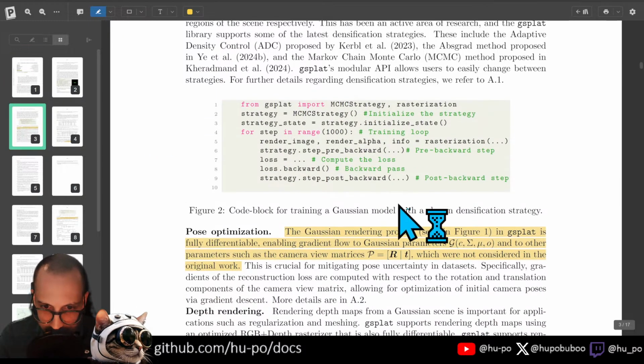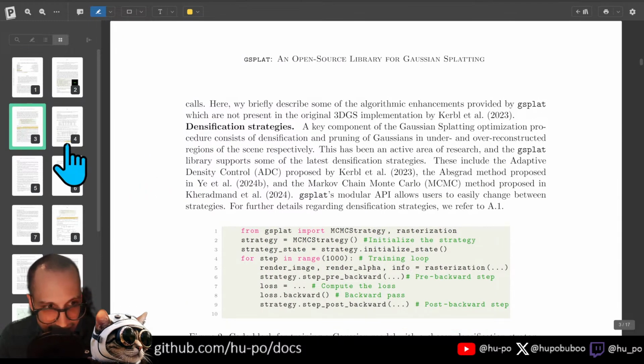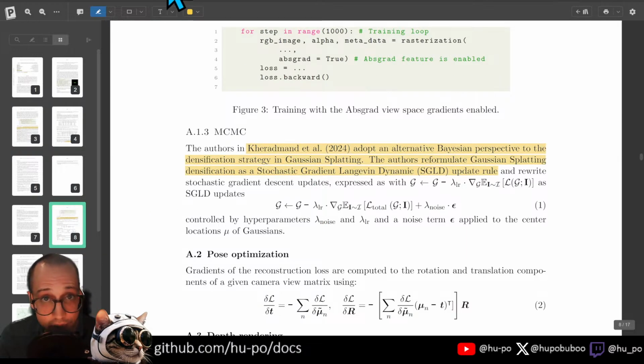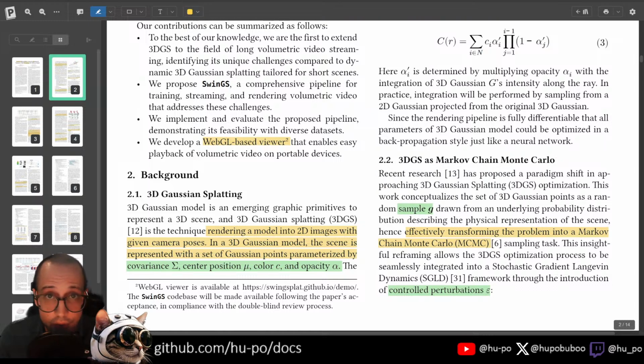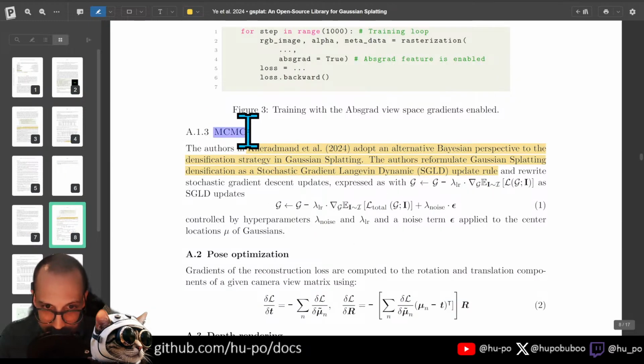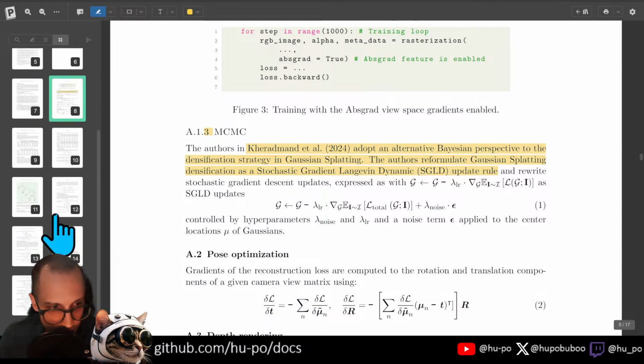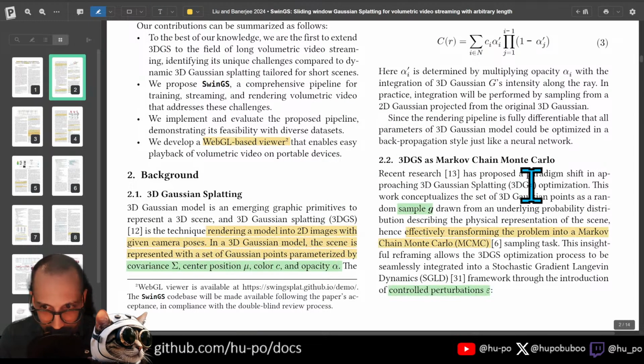But another reason I brought this up is because they actually have the same thing as this other one, right? We saw this here where they reinterpreted 3D-GS as Markov chain Monte Carlo. These guys also do that. So MCMC, which is Markov chain Monte Carlo, adopts an alternative Bayesian perspective to the densification strategy in Gaussian splatting. The authors reformulate Gaussian splatting densification as a stochastic gradient Langevin dynamics update. So there you go. Now we have two different papers that reference, hey, you can actually reinterpret 3D-GS as MCMC and it works better. So I'm like, okay, I've got to get to the bottom of this. What is going on? What is this paper?